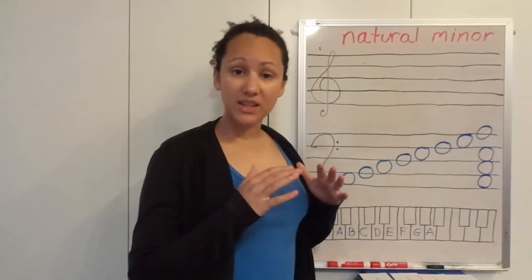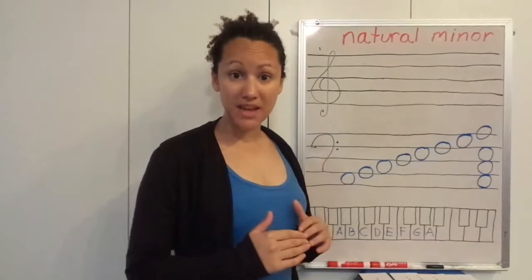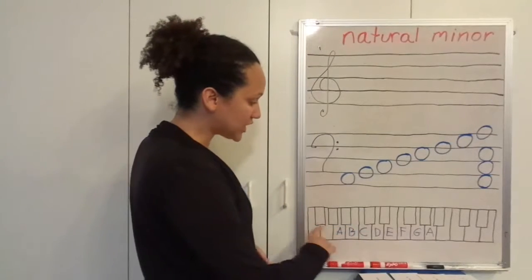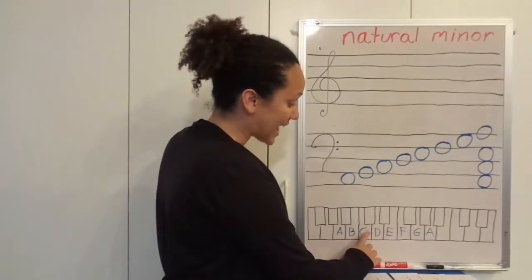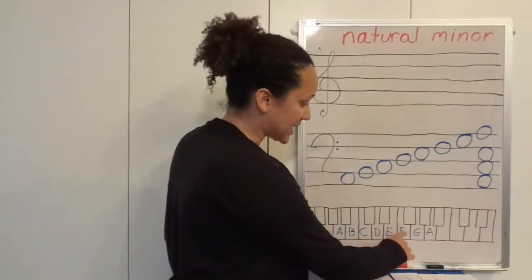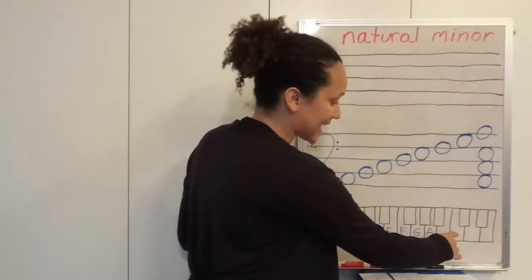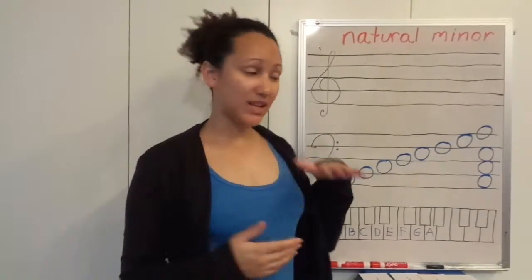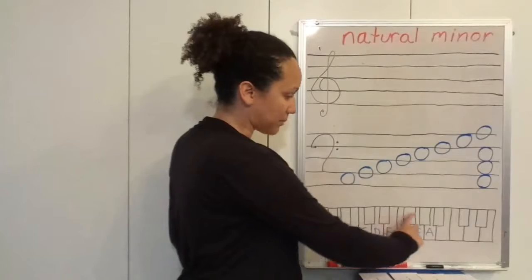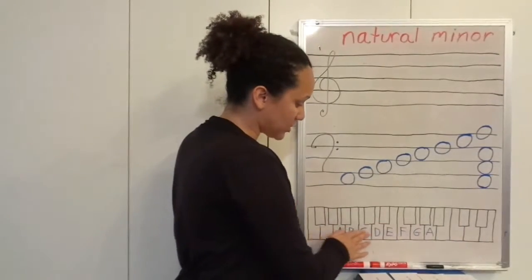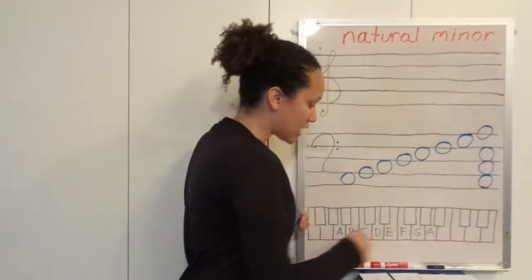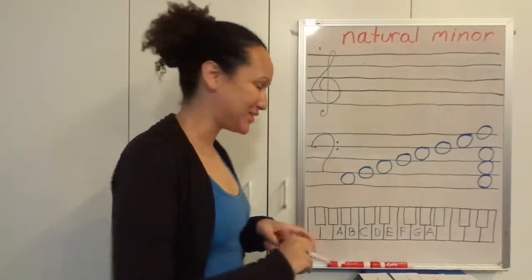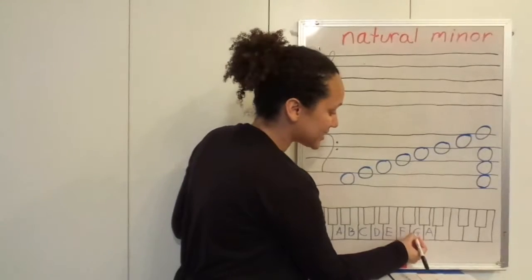Now, when you look at the C major scale on the keyboard, you'll notice that it only uses the letter name notes, C, D, E, F, G, A, B, and C again. It doesn't use any sharps or flats, any accidentals, any raised notes, any of the notes up here. It only uses the original letter name notes. So if you did that with minor instead of major, let's see what it sounds like.